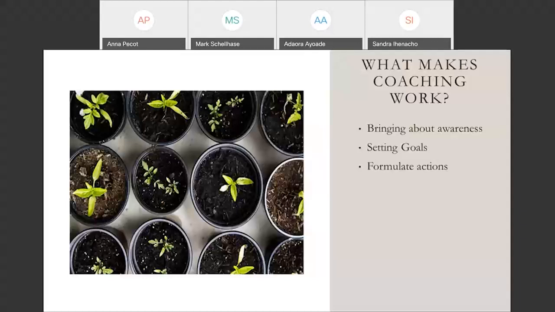But what we find in organizations sometimes is no goals are set. Secondly, no actions are formulated. They do not set goals, they do not formulate actions. But when you're able to do this, coaching will definitely work. Adaora, over to you for the individual.